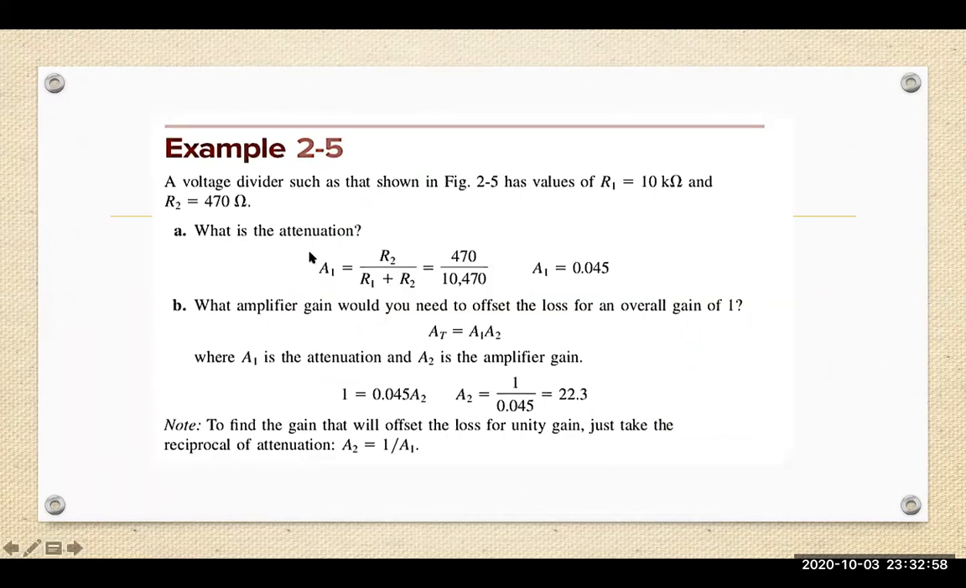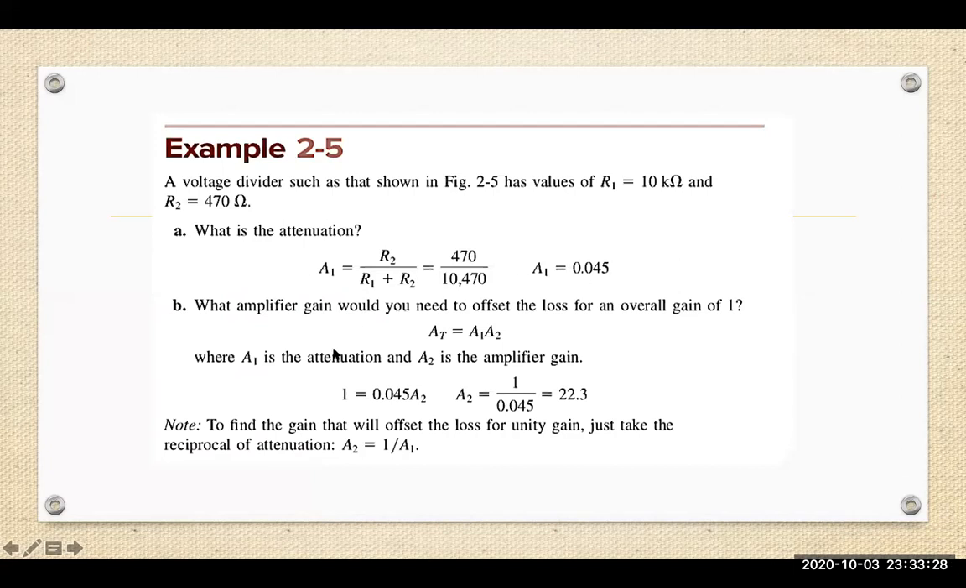So for the first item here, to solve for the attenuation, we just need to use the ratio or this formula for voltage divider. So R2 over R1 plus R2, so that's 470 divided by 10,000 plus 470, which is equal to 10,470. So therefore, we have the attenuation equal to 0.045.